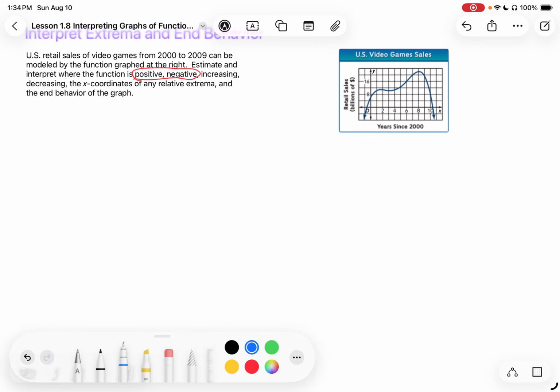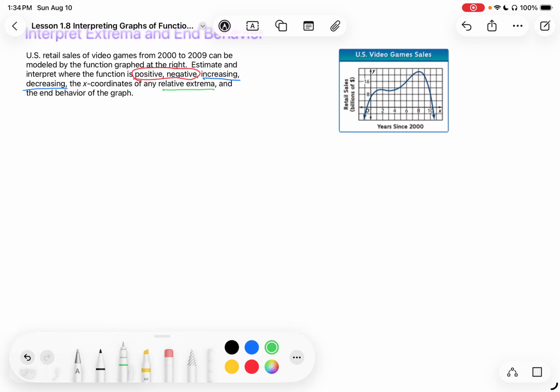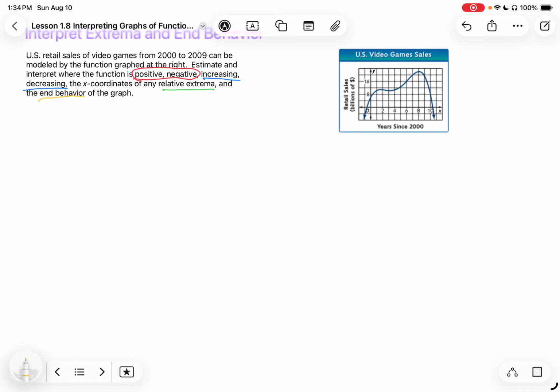Then we're going to talk about where the graph is increasing and decreasing. We're going to talk about something called relative extrema. And then finally, we're going to discuss what is known as end behavior. Okay, so let's begin with positive and negative.